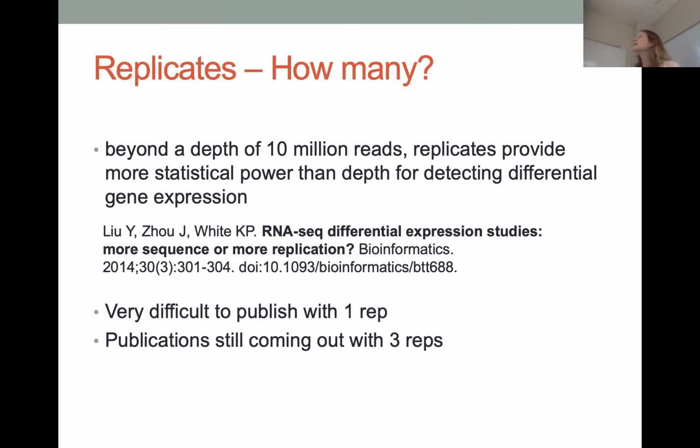Originally people were saying 10 million reads was a really good cutoff point. Once you sequence an individual sample up to 10 million reads, you're going to get more statistical power by moving on to another biological replicate. So the depth of the sequencing can make a difference there. I still see a lot of publications coming out with 3 replicates. I don't know how long that'll last. Sequencing is still, in the scheme of things, pretty expensive, so 3 replicates is probably going to be okay for a while.